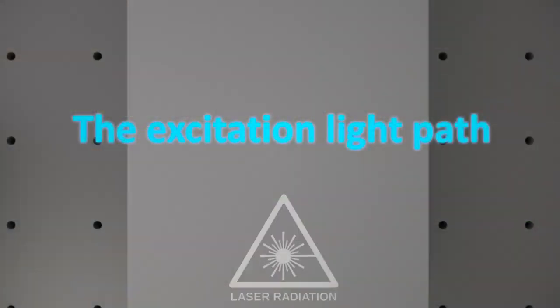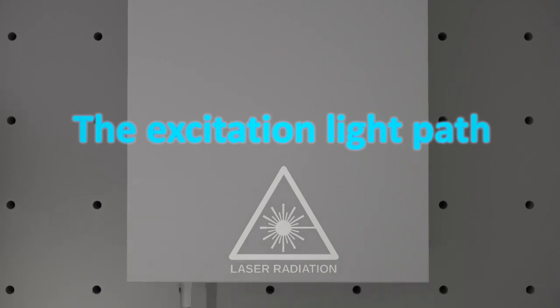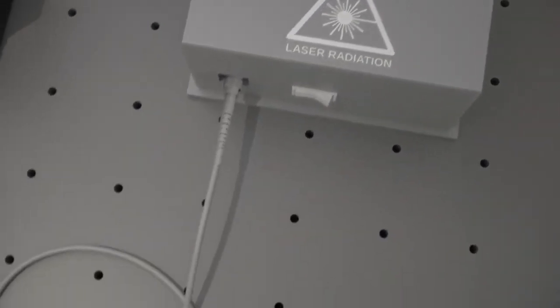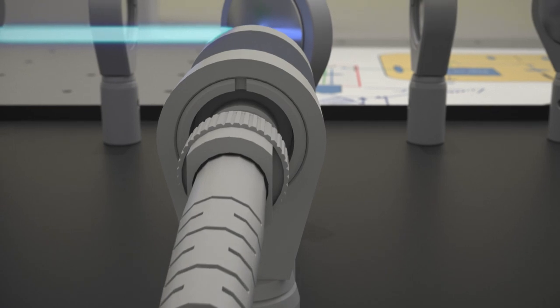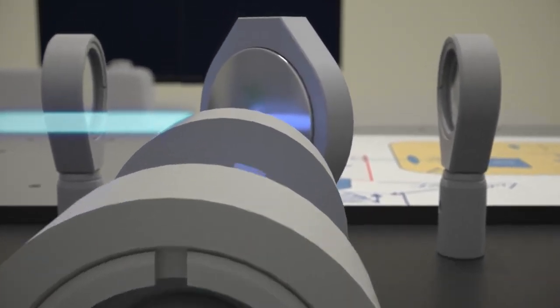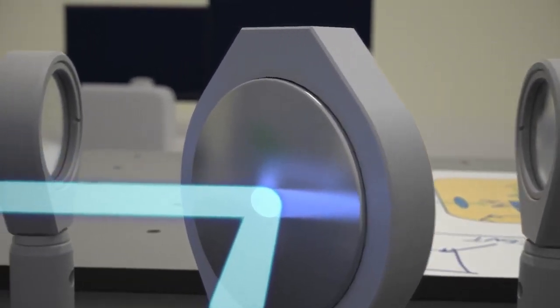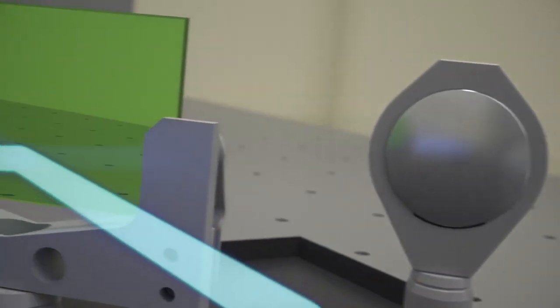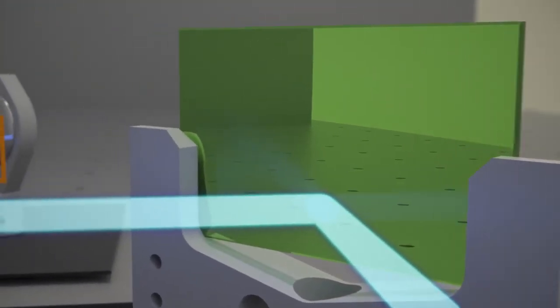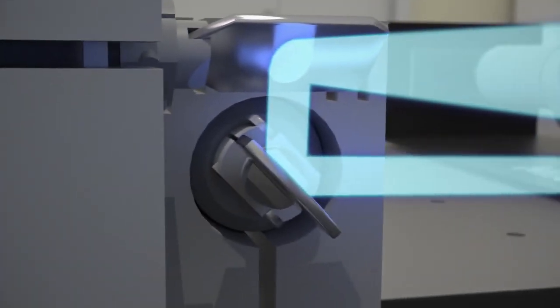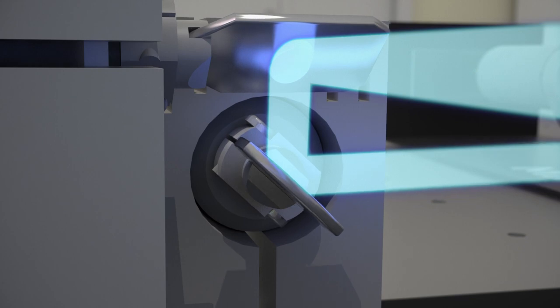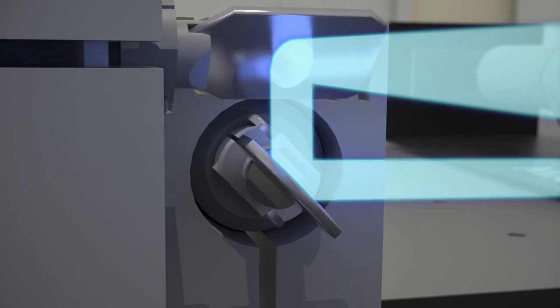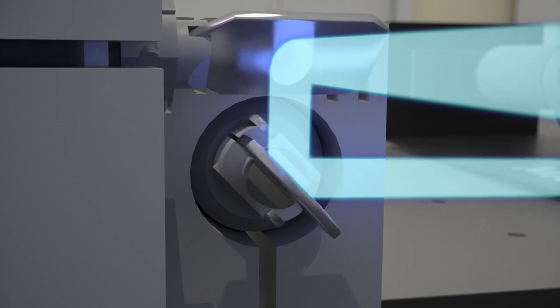The excitation light path. The excitation light from the laser is guided by the fiber into the RCM unit. From the tip of the fiber, the light is collimated by a lens and hits the first mirror. The collimated beam is reflected by the dichroic mirror. The mirrors of the scanner direct the beam to the scan lens. Because each mirror rotates on an independent axis, the laser light scans the surface of the sample.